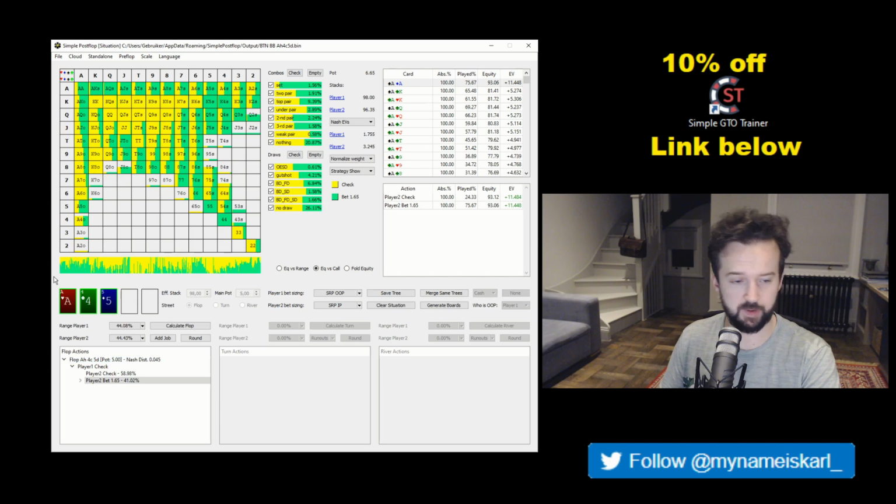Anyways, so Simple Postflop. I have this sim here of a button versus big blind spot. I'm not going to go too in depth about all the settings of the sim, but we have button versus big blind, and we have about a 1/3 pot c-bet size for the button. The board is Ace-5-4 rainbow.